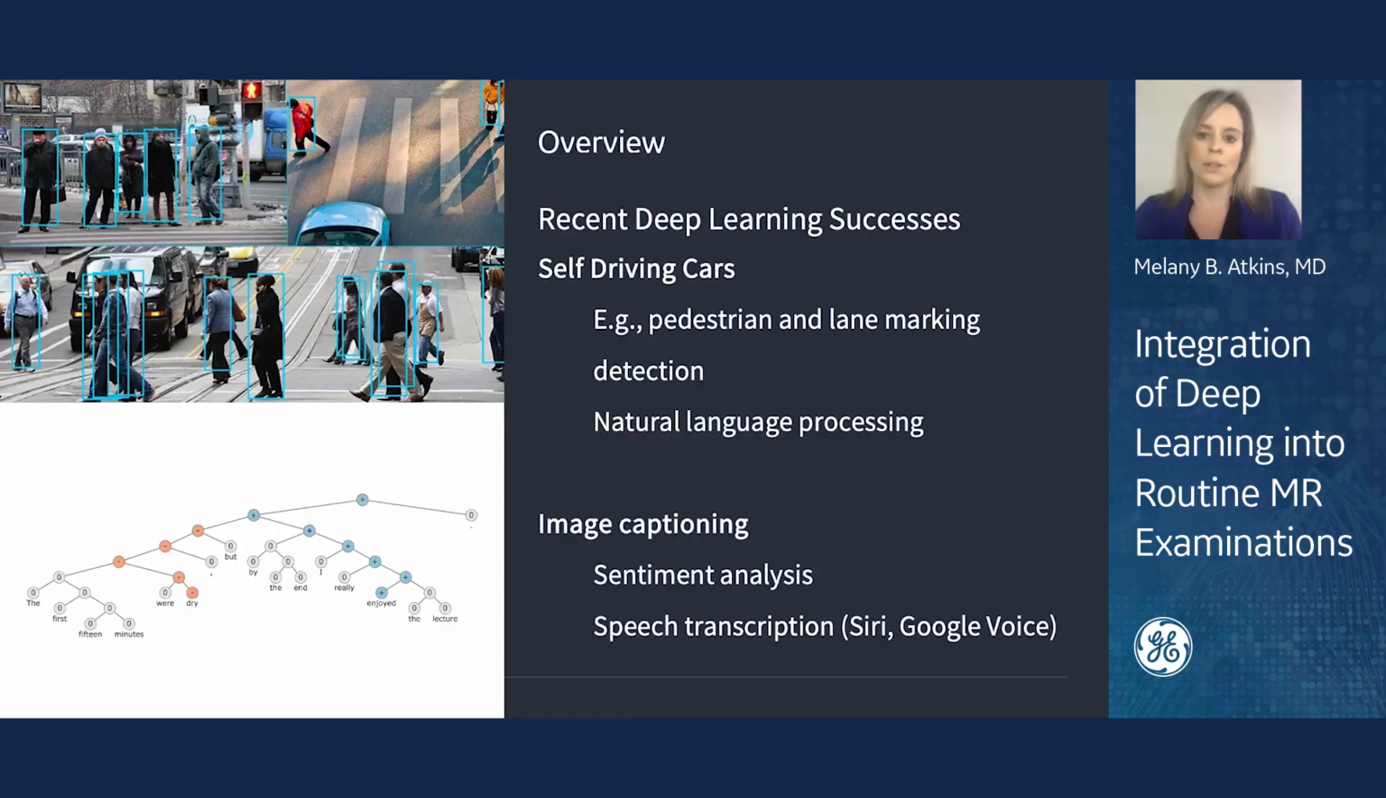And the self-driving car is really a more recent deep learning success. You can see here that the system is recognizing, for example, the pedestrian and the lane marking detection here. Utilizing natural language processing, another recent deep learning success is something like speech transcription with Siri or Google Voice, where she learns as time goes on.